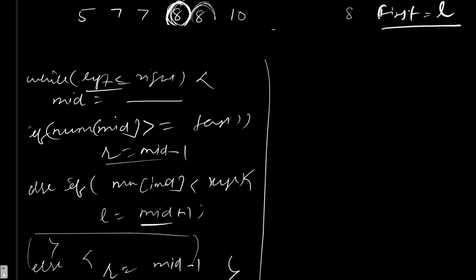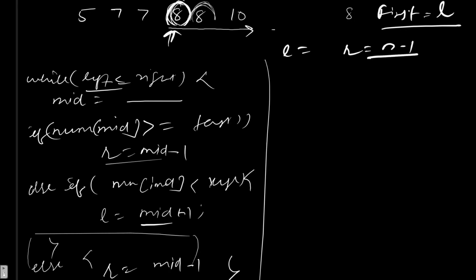Now we know that our first element is present here and we have to find the second index. So we know that our second index must be in the right part only. So we have to only keep checking in the right part. So for that our L is going to be as it is, and we have to update our right to be n minus 1 in this case.